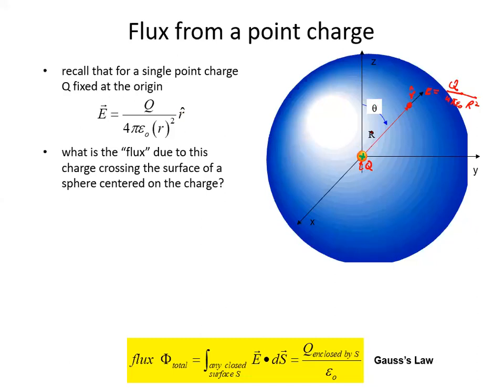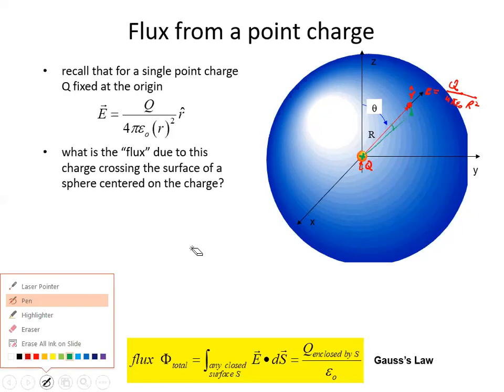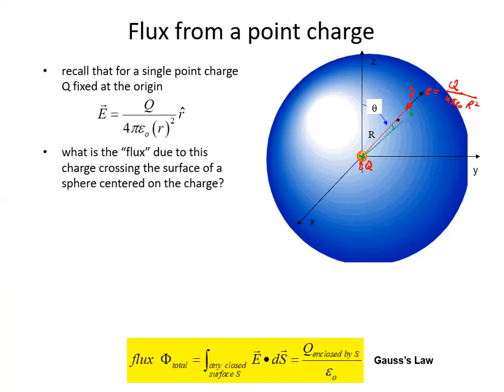Now this line is going to make an angle theta. And if I try to find a little differential area here, say the point moves slightly, what is this angle? It's d theta.